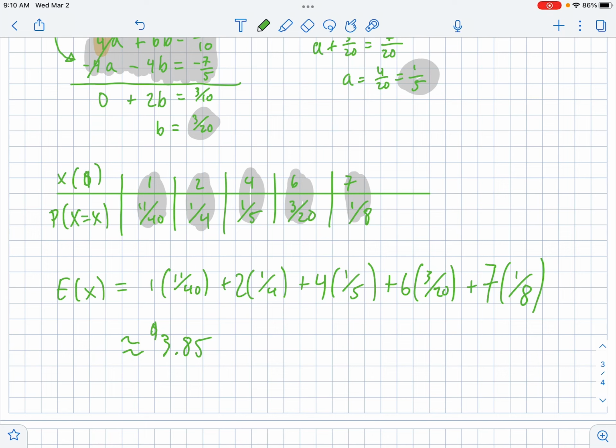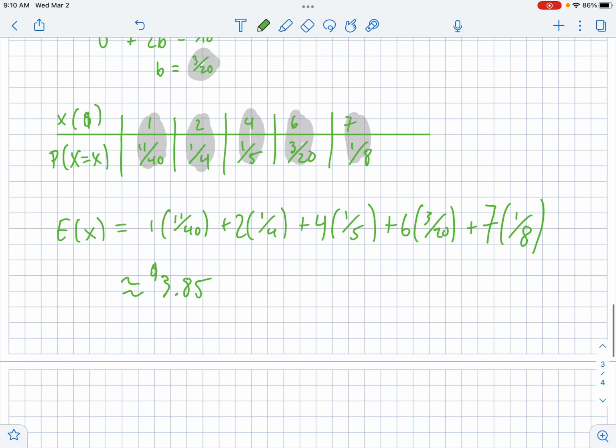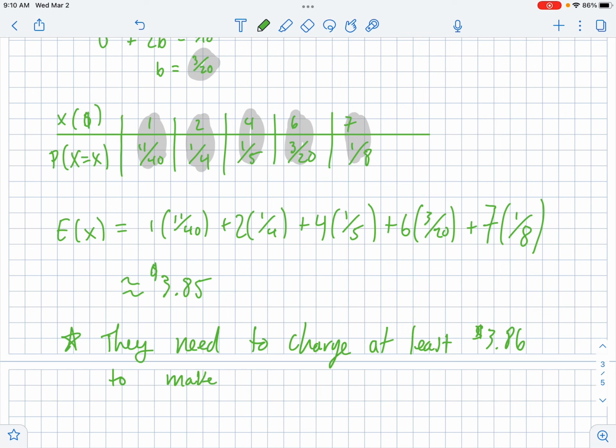So what this means is when they're doing this game in this problem, each person will probably get about 385 from the random game. So they need to charge at least 386 to make a profit. So even charging just 1 penny more would make them a very, very small profit. So it'd probably make more sense to charge like $4 or $5 for people to play the game. That way, they still have a chance of winning money, but ultimately you will win if enough people play the game because you'll be making profit.